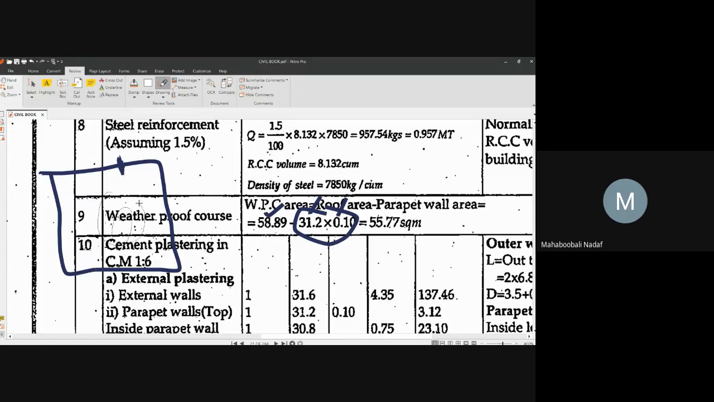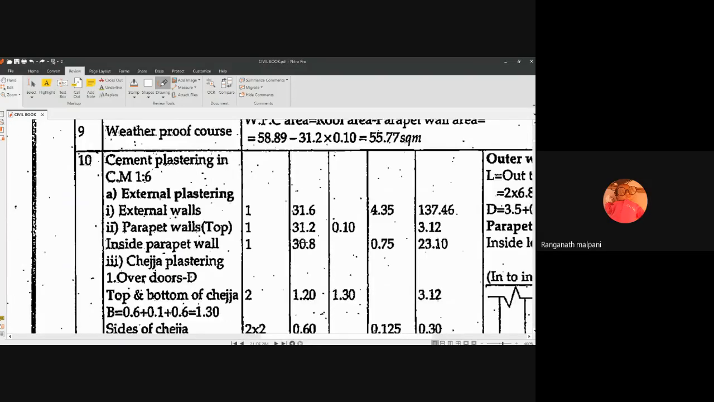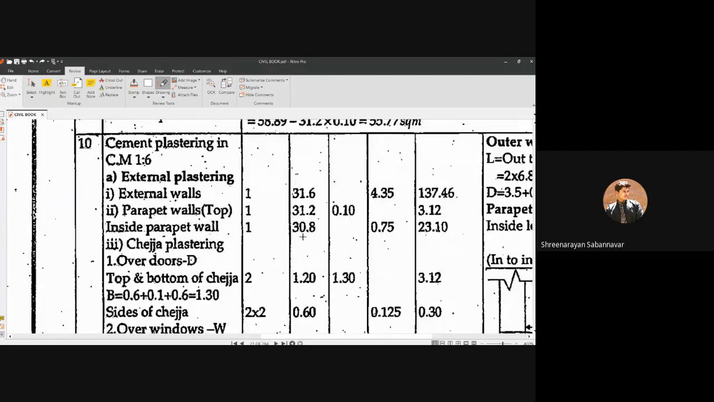Leaving that one only, you are doing the waterproof membrane. So that is written here: 58.9 minus 31.2 into 0.1, that much square meter. Clear this step? Yes, sir.